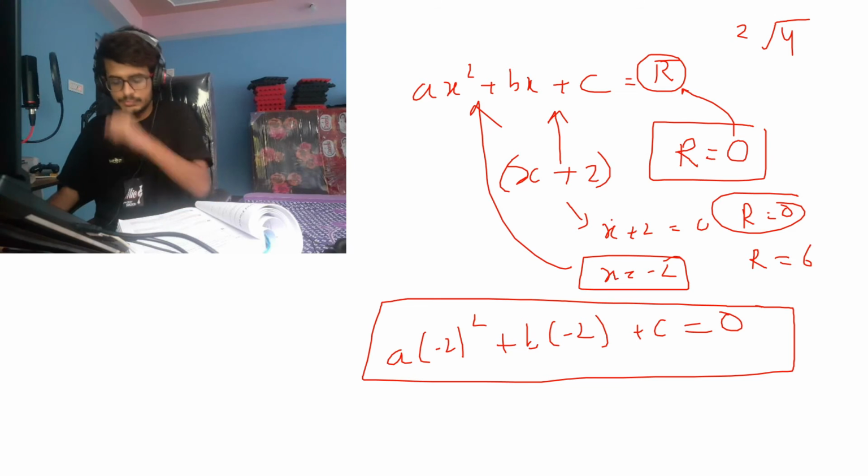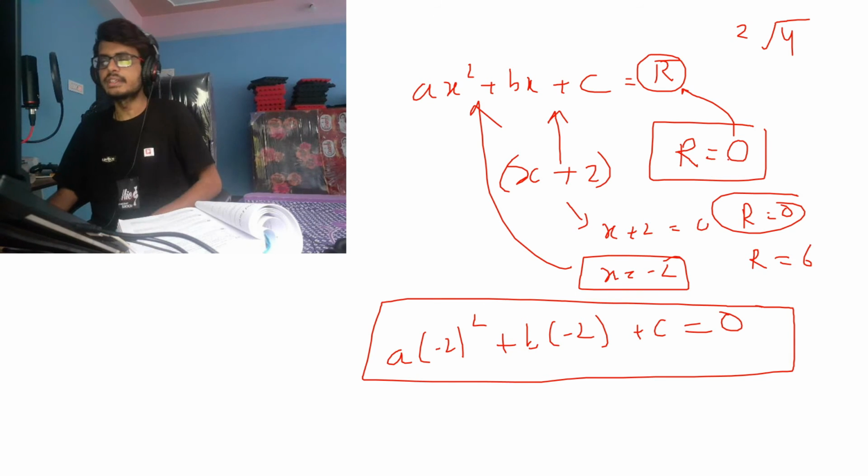Same thing as before. So in the previous case, what I had was a remainder of 5, right? So what I did was I set x plus 2 equal to 0 and found the value of x, right?